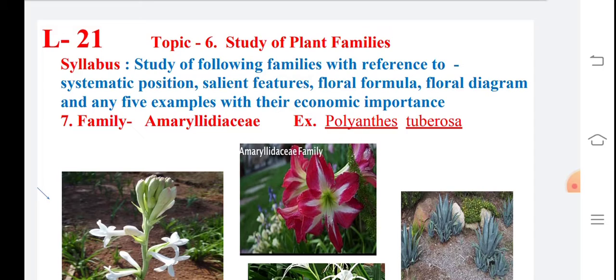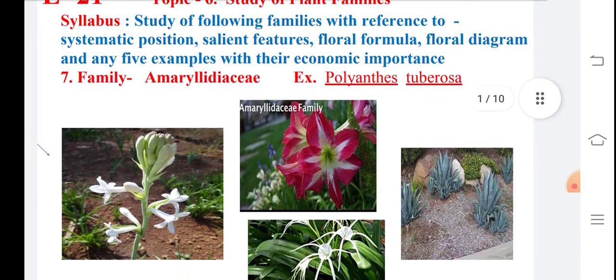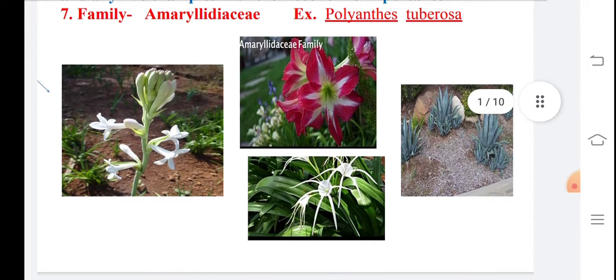So you have to remember the botanical names of plants from each family, minimum 5 examples, their common names and the uses. Here you are observing today's family Amaryllidaceae, family number 8 actually. This number is changed. So we are going to see the example Polianthes tuberosa, that is the tuberose, and other examples for this family are the lily or the aloe, then mayflower, and our Polianthes tuberosa.